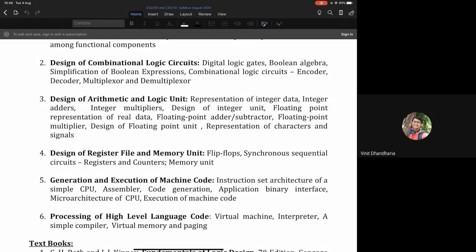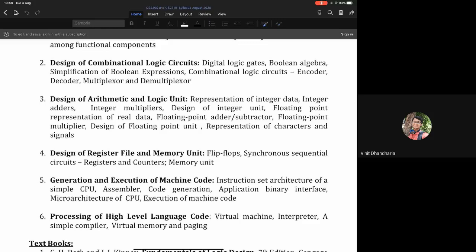And it's not only the numeric data that we'll be dealing with, we'll also be dealing with the character data, that's the text data, and we'll also be dealing with the processing of the signals like the audio signals, video signals, and so on, right? We'll very briefly look at how these signals get represented within the computer system.